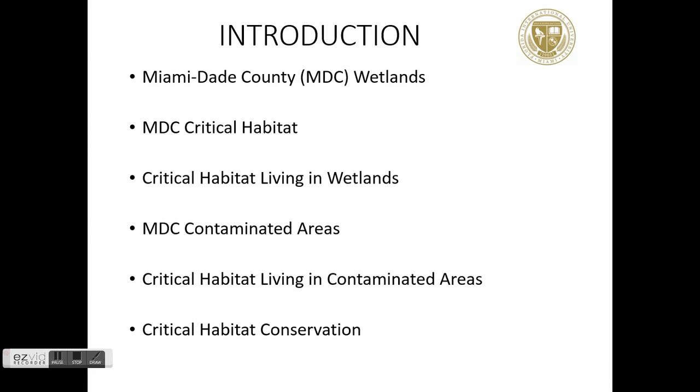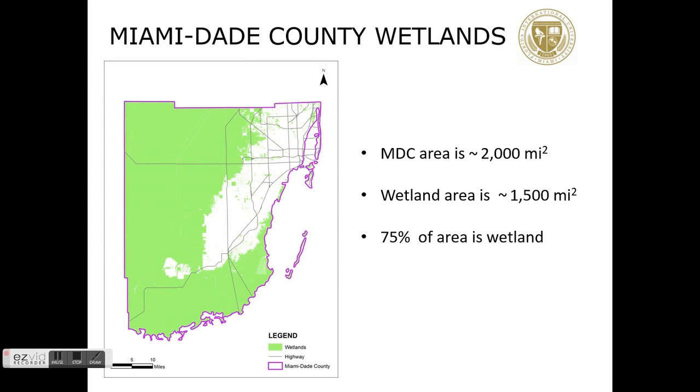Let's start with the Miami-Dade County wetlands. The Miami-Dade County area is approximately 2,000 square miles. Out of that, 1,500 square miles are wetlands. These wetlands are mostly located on the west side of the county.